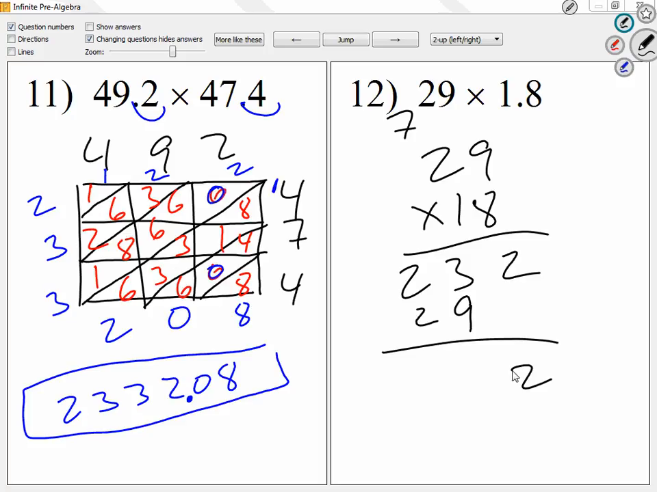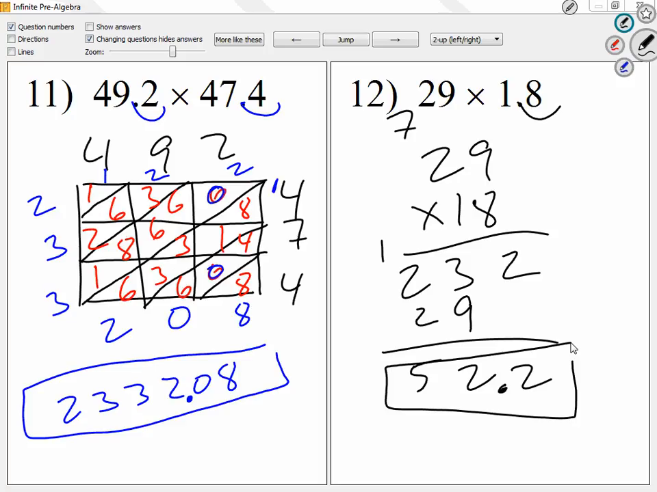Add my numbers. There's a 2, there's a 12, there's a 5. So 522. I only have 1 decimal place. Because only one number has a decimal place. So my answer should have 1 decimal place. 52.2.